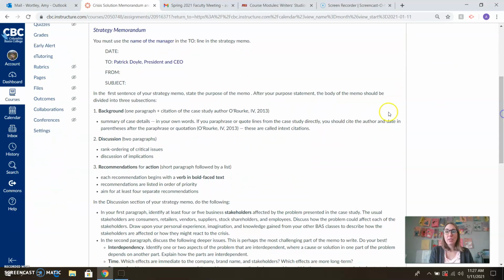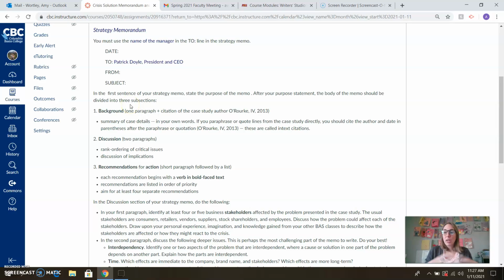So the memo, let's go over some of those details. Memo is a very specific kind of business document. It follows a very standard and fairly strict format. So do make sure that you're following that format here. The first thing you're going to be doing is date, to, from, and subject. These are in all caps. The following information is not. So do make sure you're following that format here.